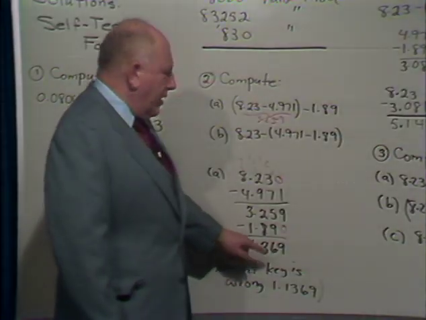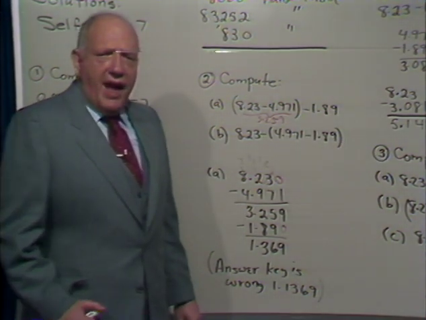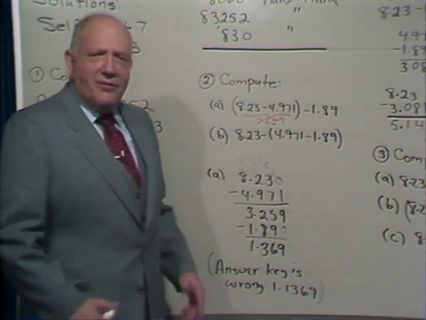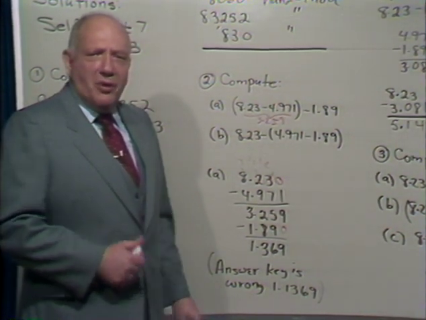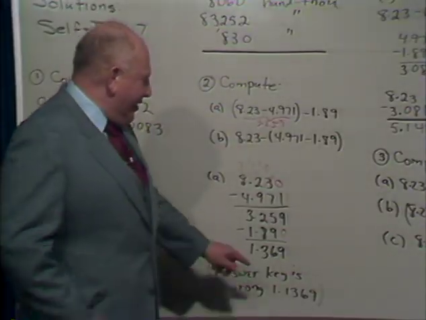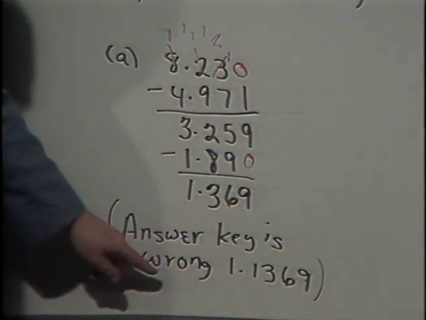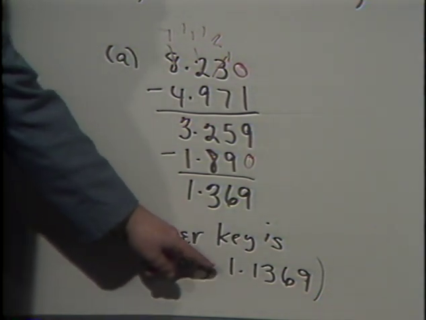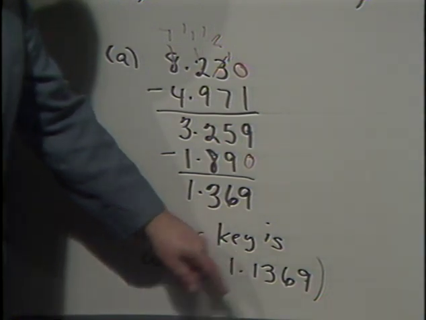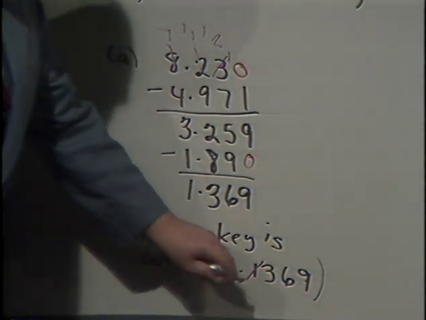The answer is 1.369. In typing the answers to the first addition, I'd like to blame the guy who did it. I don't like to tell people it was me, it was I. But basically, in typing, I put in an extra 1. The answer key to this problem is wrong. The answer in the answer key appears as 1.1369. That 1 shouldn't be in there.